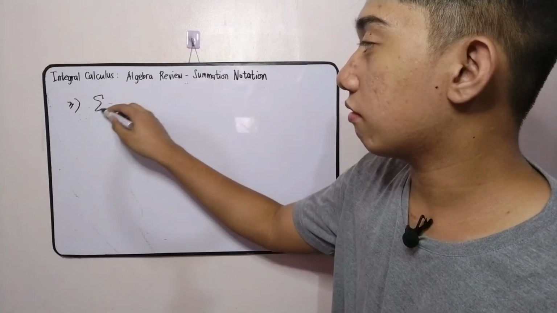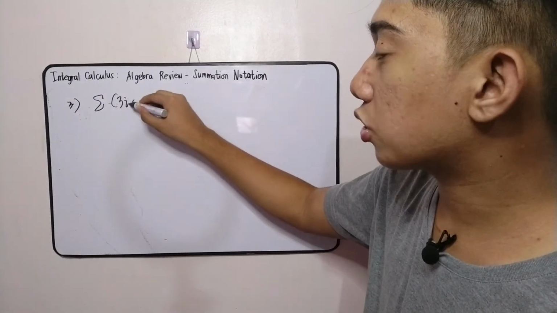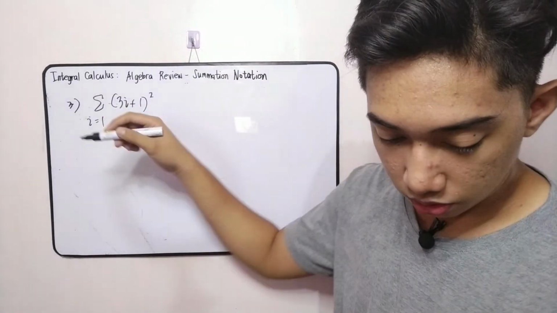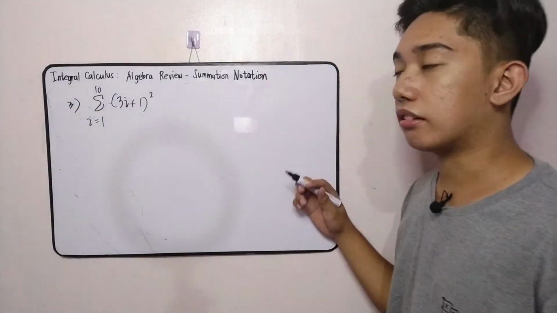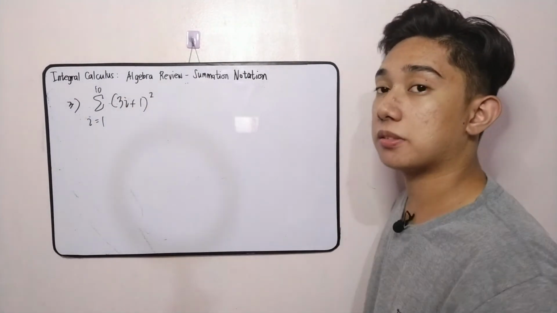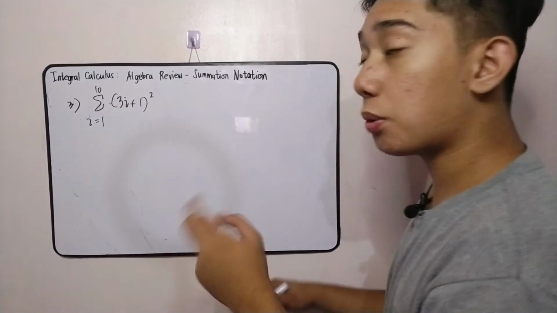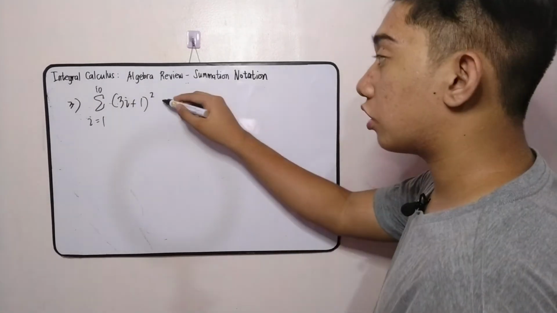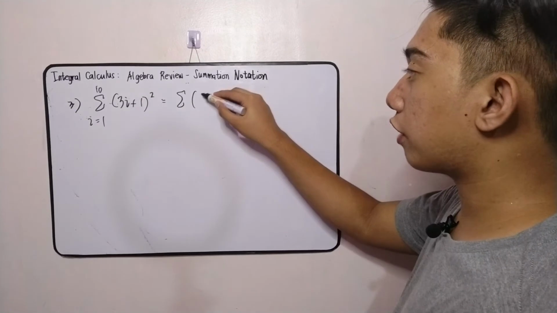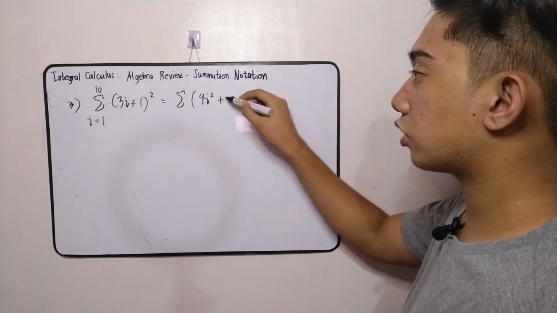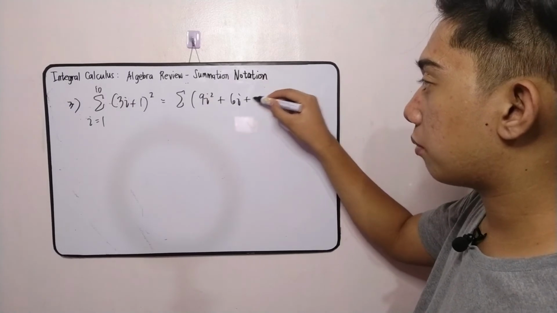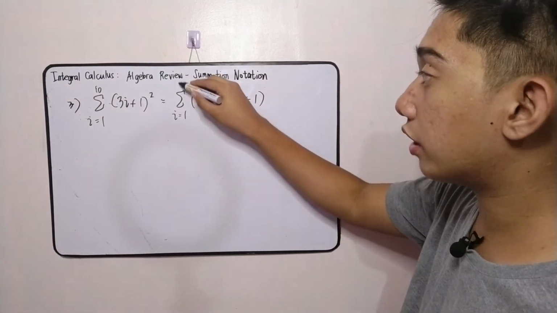Let's have our third example. The summation of the quantity 3i plus 1, squared, from i equals 1 to 10. So how will we do this? Remember that this is a square of a binomial, so we have no choice but to expand this term to make it easier. Then we will go to distribution. So this becomes the summation of the square of the first term, which is 9i squared, plus twice the product of the first term and the second term, we have 6i. Then we have 1, from i equals 1 to 10.